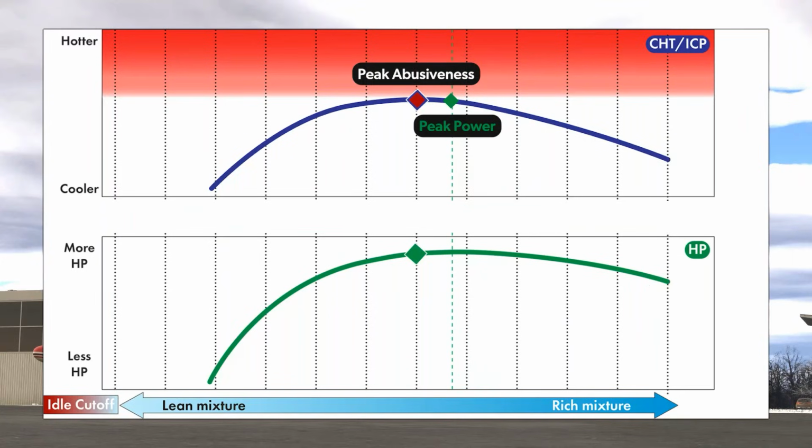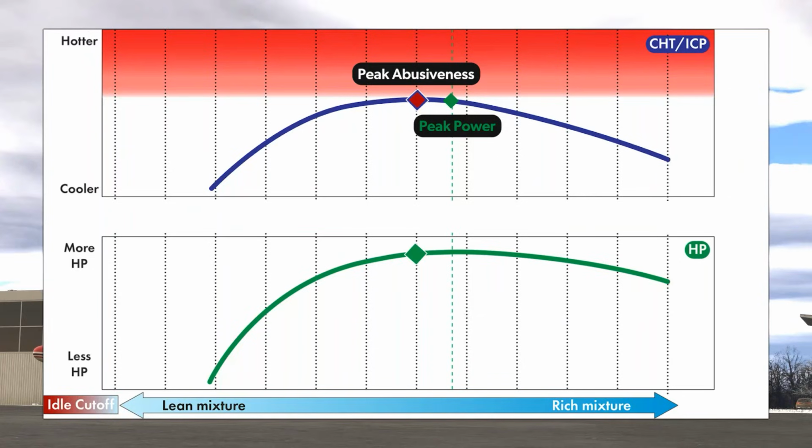Moving to the left, lean of mixture some, we have a point here where we're at the peak of the CHT-ICP curve, which we'll call peak abusiveness or peak potential abusiveness. And this is just slightly leaner, but pretty close to where we find peak power. So you can see that these two, the pros and cons, are at odds with each other here. We get peak power right next to where we get peak abusiveness.